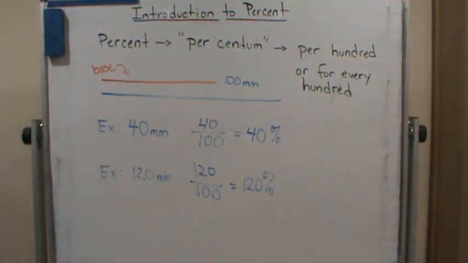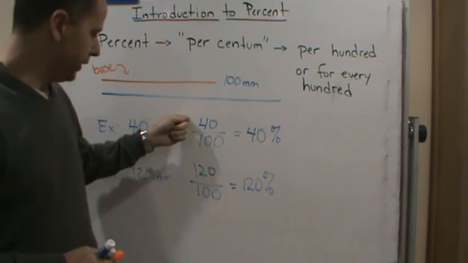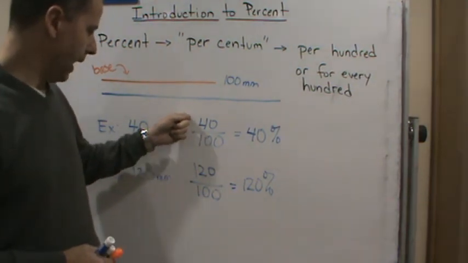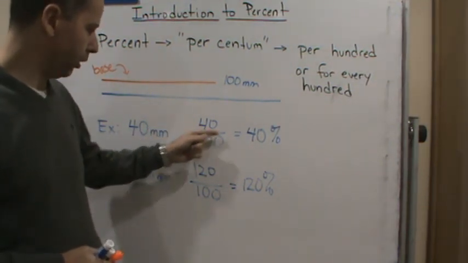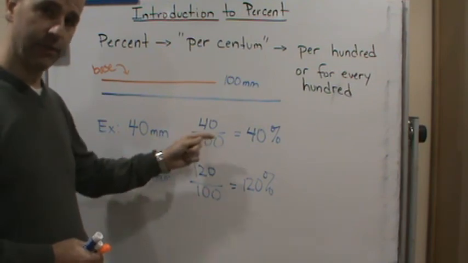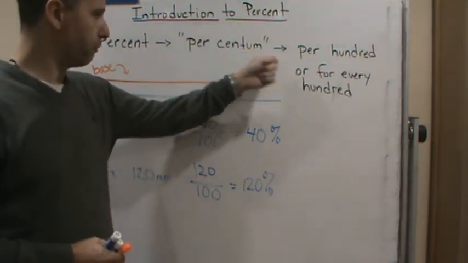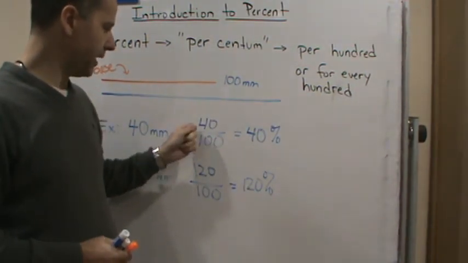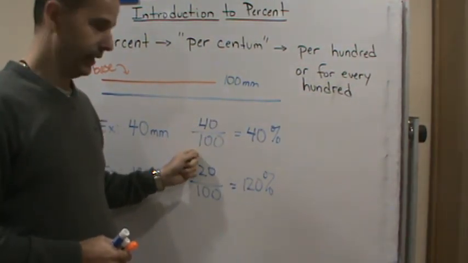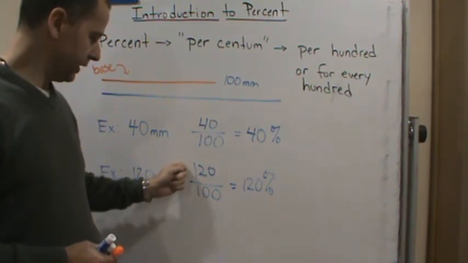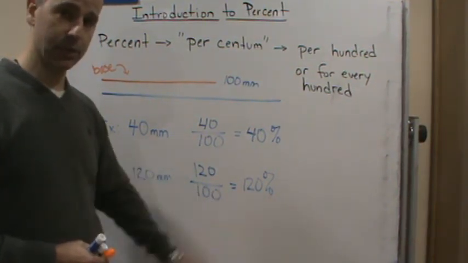Okay? Because again, per 100 means, hey, it's fractional, like meters per second, miles per hour. You know, the per indicates division, right? The fractional bar. So if we have per centum, per 100, to set up a percentage, anything over 100 is the percentage. Anything over 100 gives us the percentage.